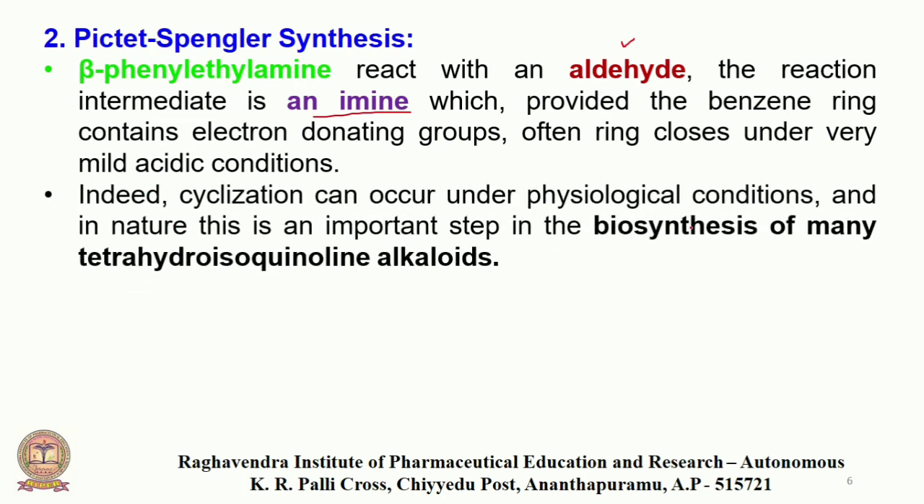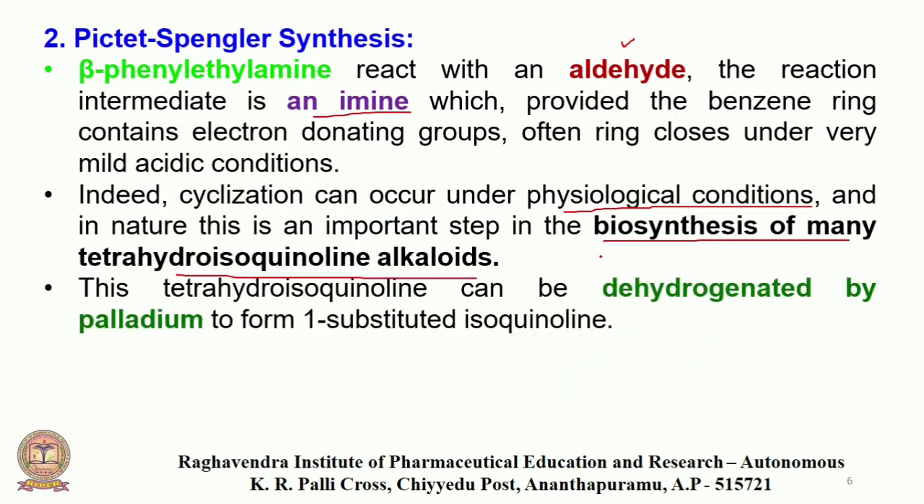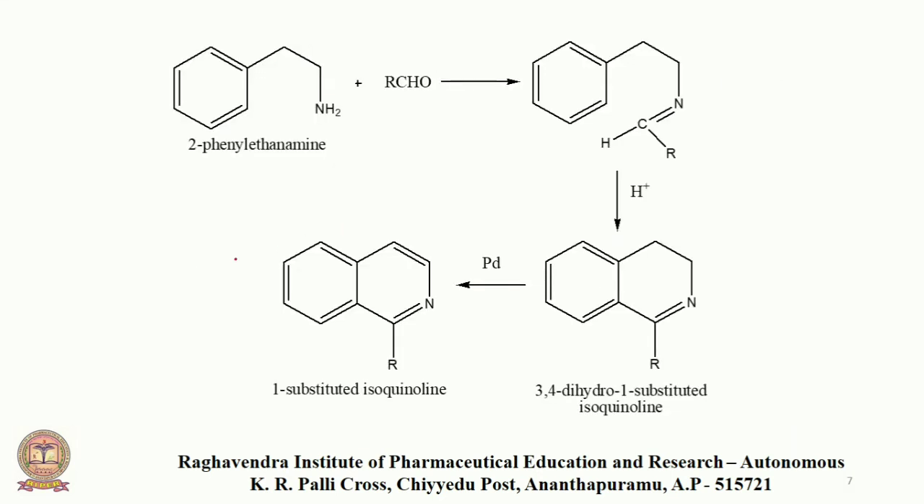So cyclization also occurs naturally in plants under physiological conditions only. No special conditions are needed to undergo the cyclization. So mostly we can observe the biosynthesis of many tetrahydroisoquinoline alkaloids this way. This tetrahydroisoquinoline can be dehydrogenated by palladium to form the 1-substituted isoquinoline.